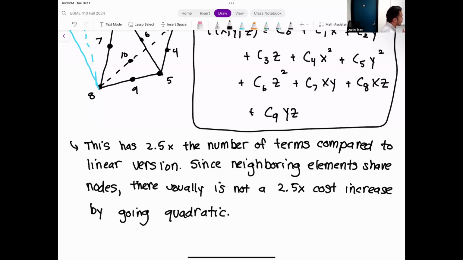So, it really depends on your geometry, but it never really gets to the point where you have 2.5x the cost. It's never that extreme, but there is a non-negligible increase in cost that you have to be aware of. Okay.